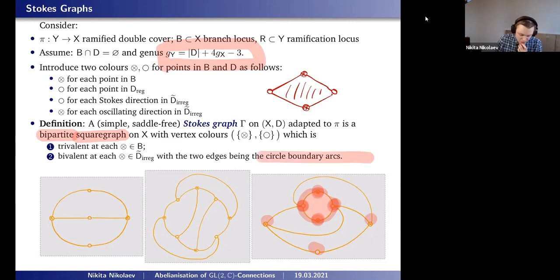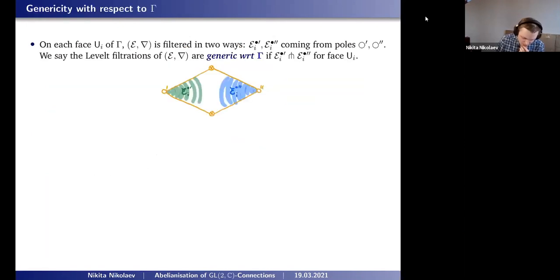Okay, so here's, so what's the use of this Stokes graph? Yeah, there's a couple of really useful things that you can do with it. And this is the genericity assumption that I need in order to proceed with Abelianization.